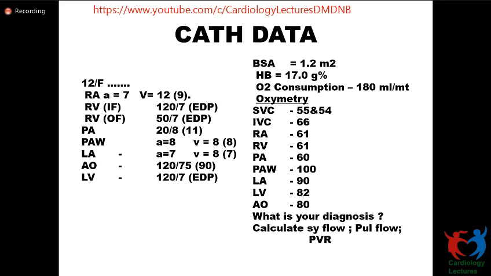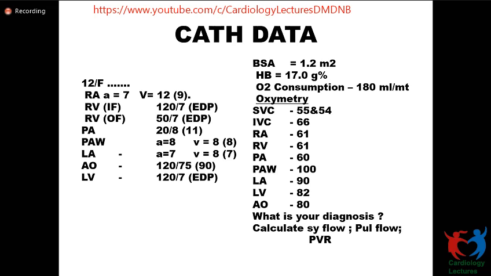Now we have to look at whether our other findings support TOF or not. Yes, sir. Body surface area is 1.2 meter square. Hemoglobin is 17 gram percent. Oxygen consumption is 180. In oximetry, SVC saturation is 55 and 54. IVC is 66. RA is 61, RV is 61, pulmonary artery is 60.